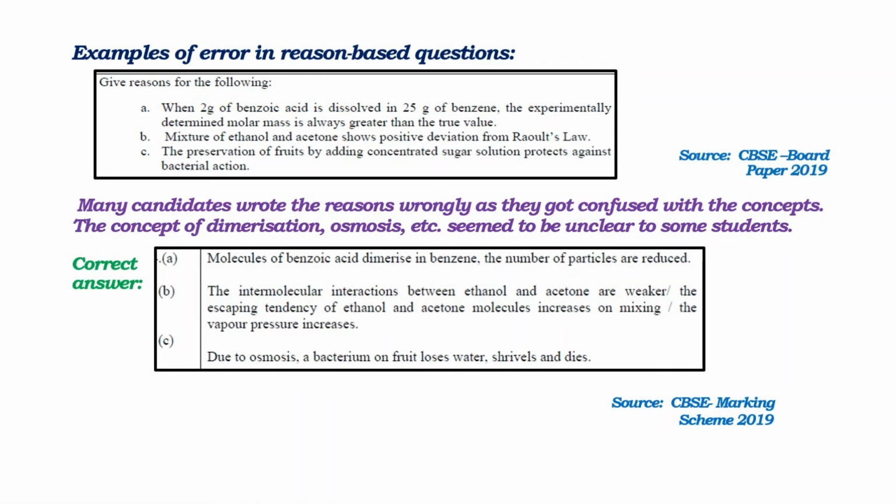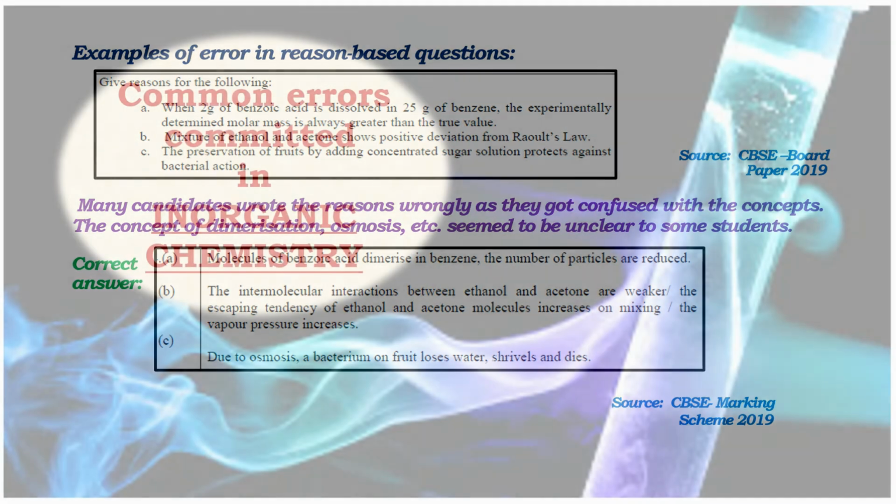Example of error in reason-based question. This question is taken from the CBSE Board paper 2019. In this question, many students wrote the reasons wrongly as they got confused with the concepts. The concept of dimerization, osmosis, etc. seems to be unclear to some students.